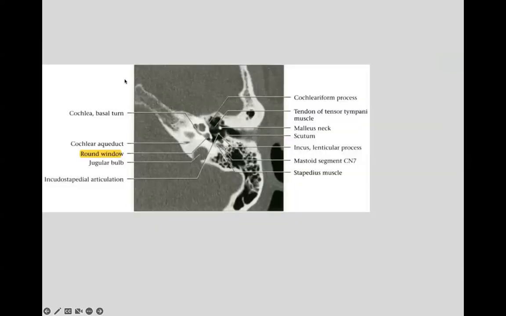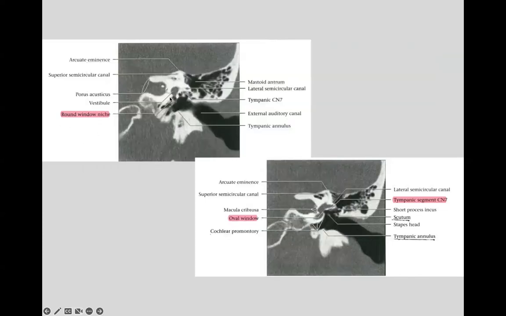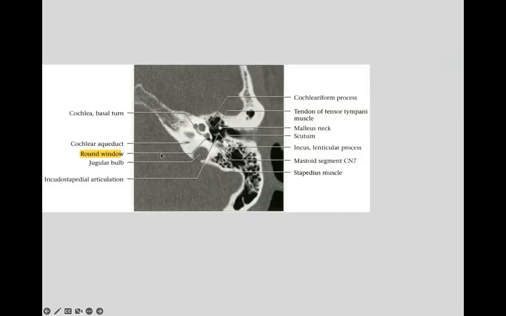But also don't forget the round window. I showed you before. Let me come back one moment. This is the round window appearance on coronal. This is the round window appearance on axial. And look, this is full of air. This needs to be well aerated.